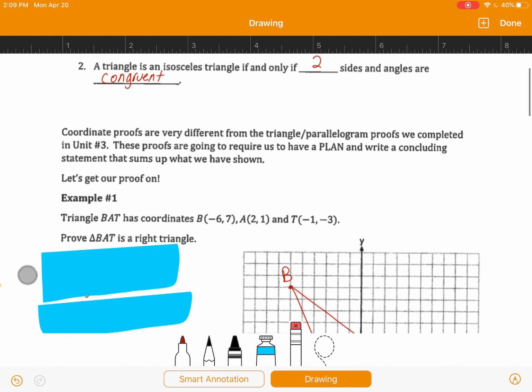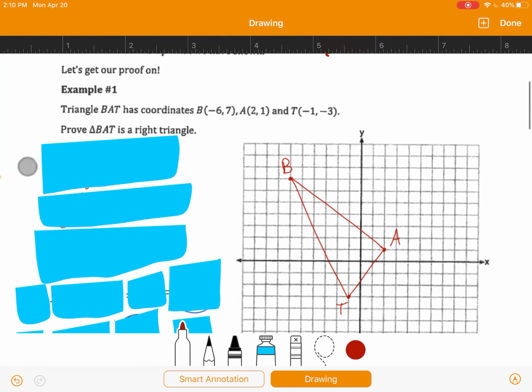So we're going to do some proofs using some of that, and we're going to do it first by making a plan, because if we have a plan, then it's going to help us figure out what formulas we're going to use so that we don't do too much work. And our plan is actually going to help us write our final statement at the end.